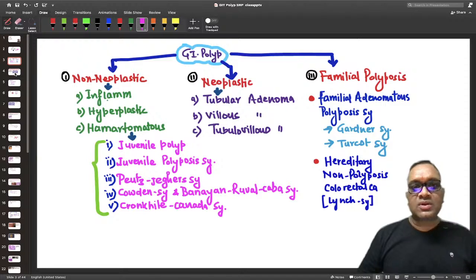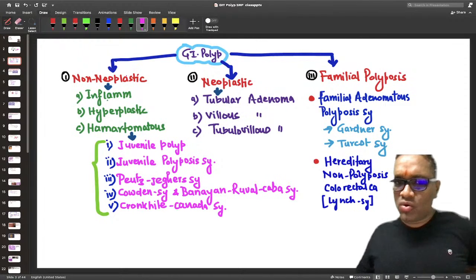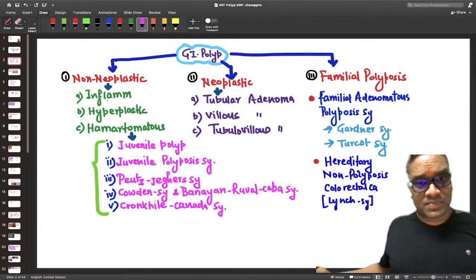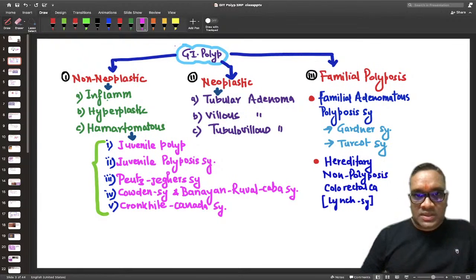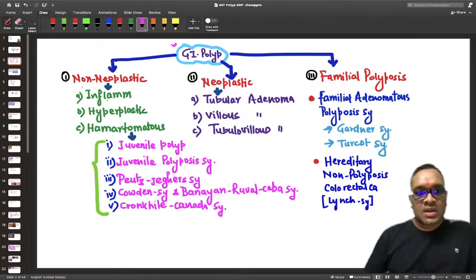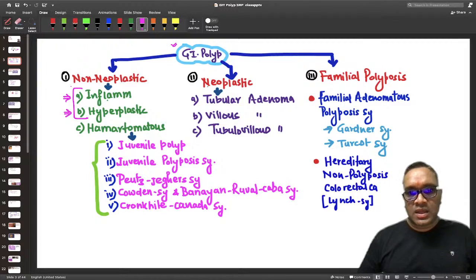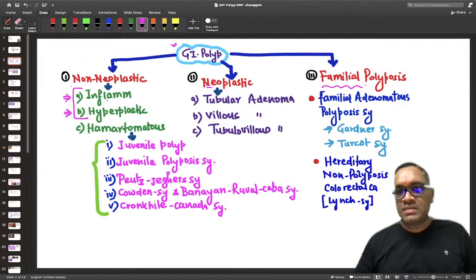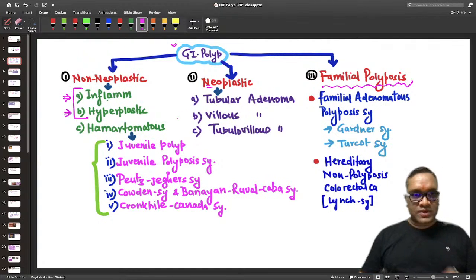Now the next thing which I want to show you is the classification of the GI polyps. This is a very old classification. Just for the purpose of understanding, I am showing you this, right? We can divide GI polyps into three categories. Non-neoplastic polyp includes only these two, inflammatory polyp and hyperplastic polyp. So non-neoplastic, neoplastic, and familial polyposis syndrome. These are the three groups of GI polyps which we are going to cover today, right?